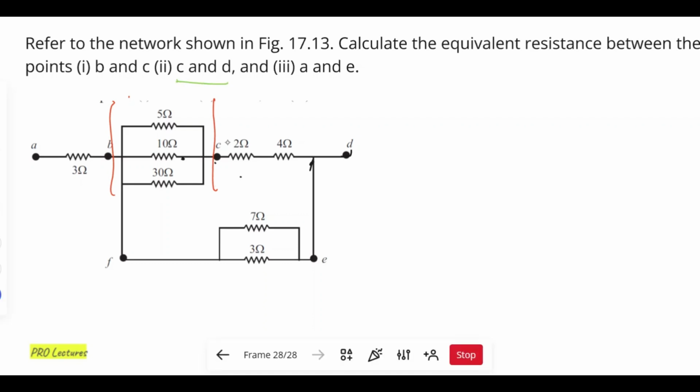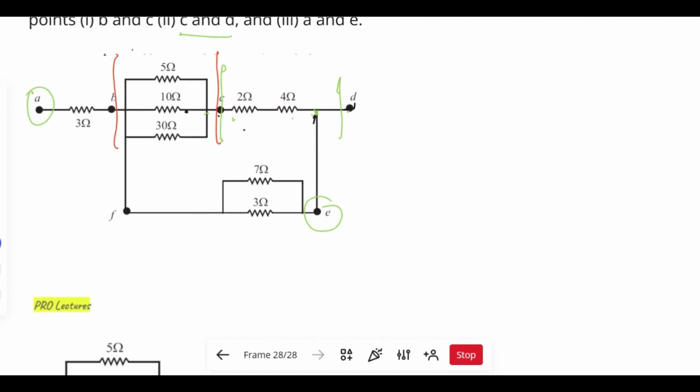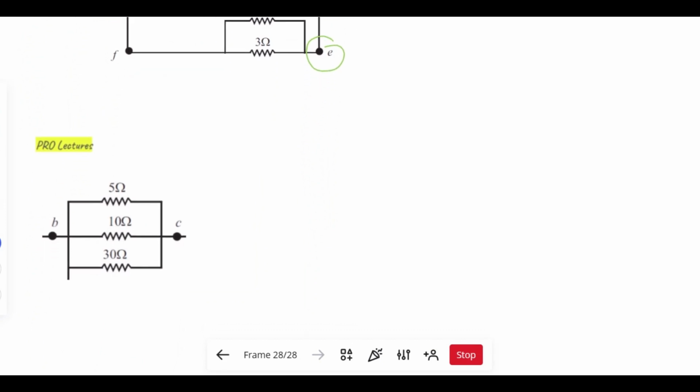The next is between the points C and D. It's two resistors in series combination. Next is between A and E. After calculating the equivalent resistance between these two, we'll simplify it. First, let's move on to calculate the equivalent resistance between the points B and C.